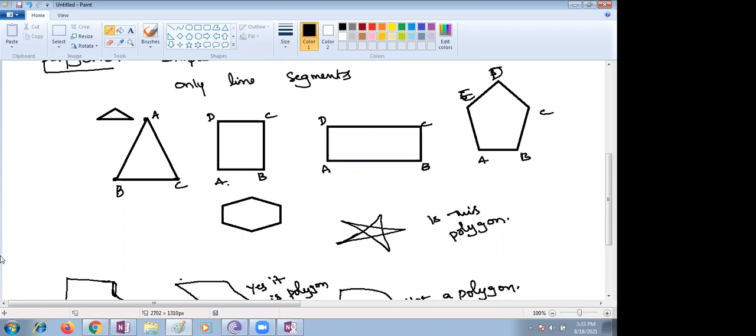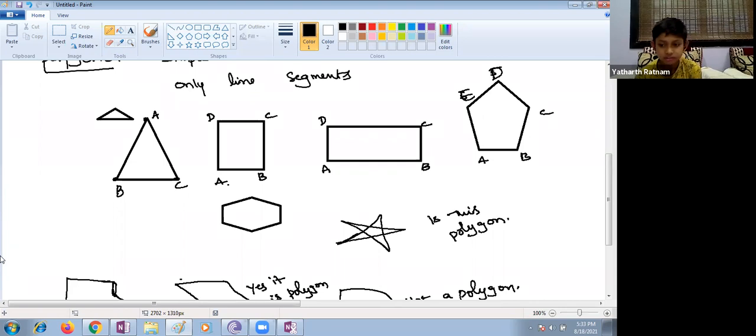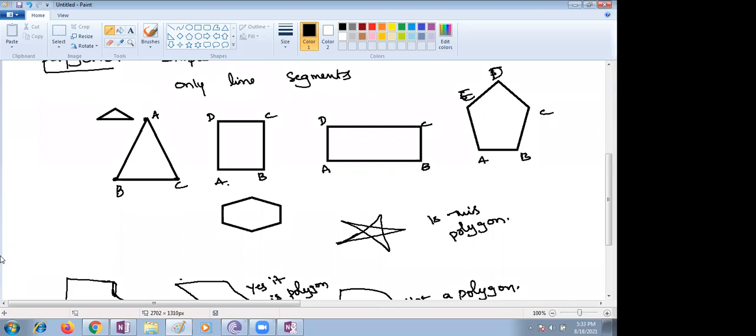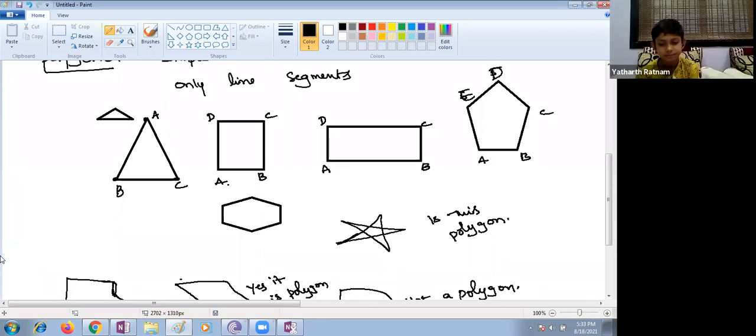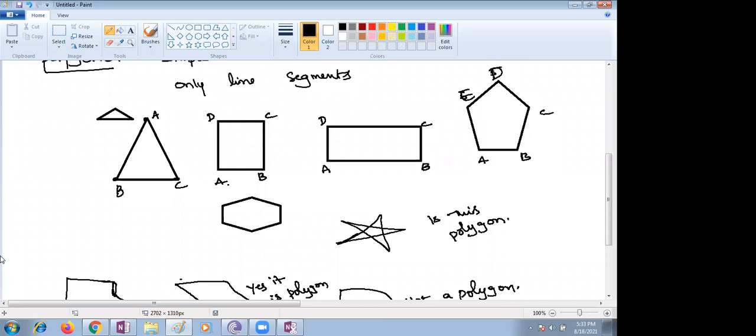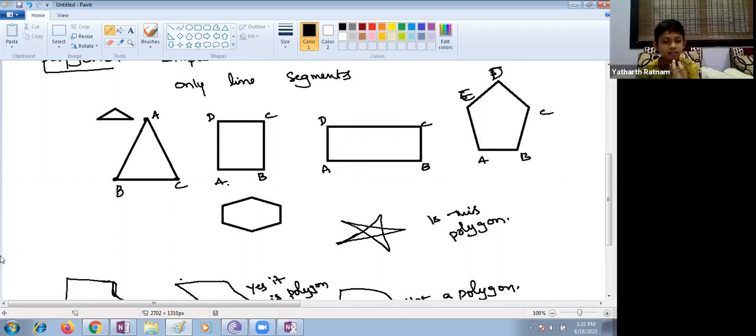We have 4 sides. A diamond shape is also a quadrilateral, with 4 sides, but you should not say it's a rhombus, a kite, or a trapezium. You are not supposed to mention those. The 4-sided polygon name is quadrilateral. In examinations also, they will ask what is the name of a 4-sided polygon. It's a quadrilateral. This is also a quadrilateral.